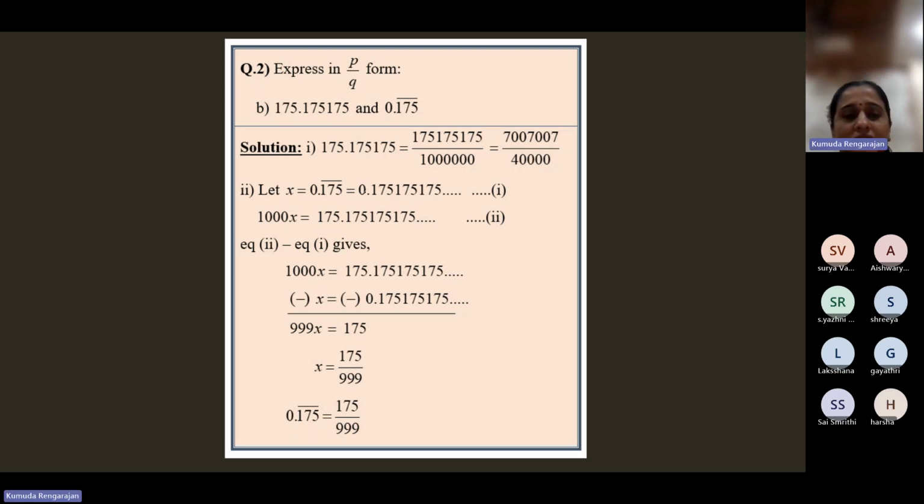Now, since the bar is placed on top of 3 digits, the next equation is by multiplying the first equation by 1000. So 1000x is equal to, multiply this one by 1000. So 1, 2, 3, the decimal point moves here: 175.175175, it goes on like that.